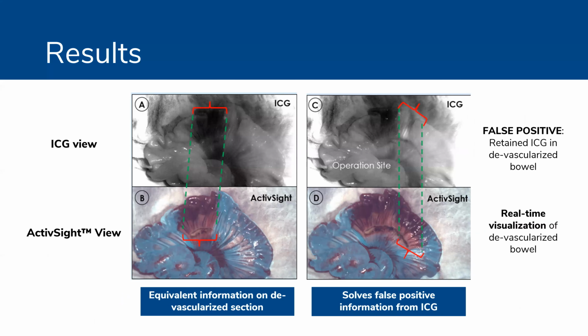Finally, we see the results of a serial devascularization of porcine bowel. After an initial segment of the bowel is devascularized, ICG is injected to indicate perfusion. In this first column, ActivSight and ICG show the same regions to be perfused versus ischemic. Next, devascularization is continued and ICG is injected a second time to indicate perfusion. In the second column, we see that the ICG from the first application remains in the newly devascularized bowel, which causes a false positive of tissue perfusion, whereas ActivSight correctly indicates ischemia in this segment.